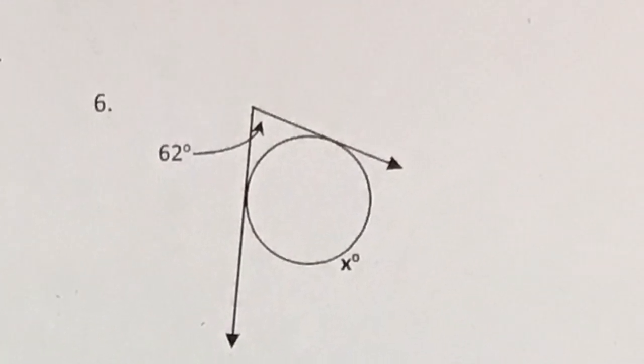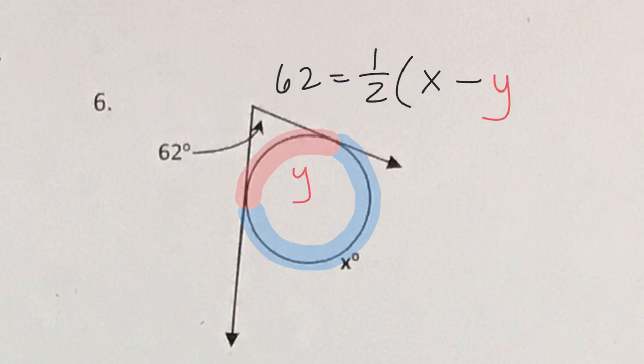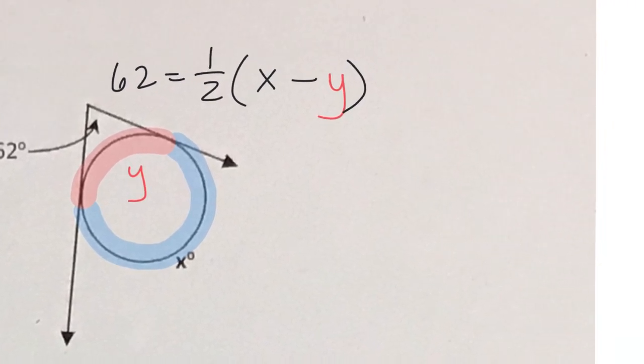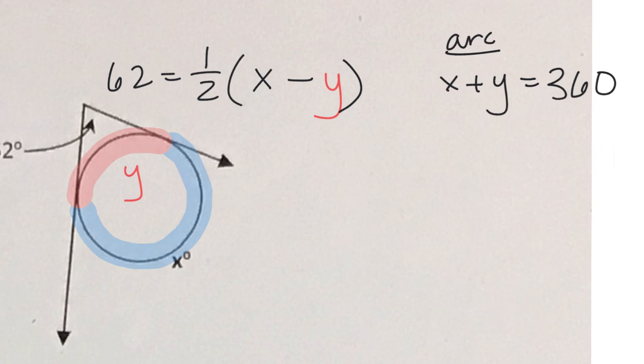Okay, so the exterior angle, 62, is equal to 1/2 of the large arc, which is x, minus the small arc, which we don't have a value for, so we're going to call it y. And just like our last problem, we need to come up with another relationship between the arcs so that we can solve for y and replace, because you can only have one variable in your equation. So hopefully this one is not an issue.